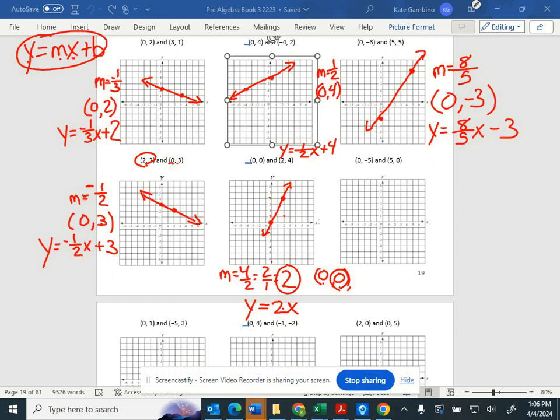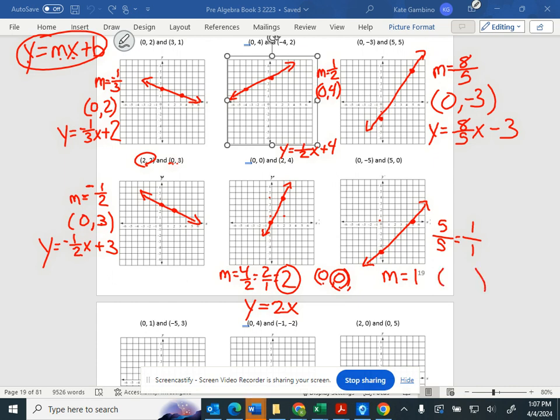Let's do the last one on this page together. So we've got 0, negative 5, and 5, 0. Draw your line. What is our slope? Madden: 1. Next, we go up 1, 2, 3, 4, 5. So we have 5. Go over 1, 2, 3, 4, 5. 5 over 5 is the same as 1 over 1, so we can call it 1.